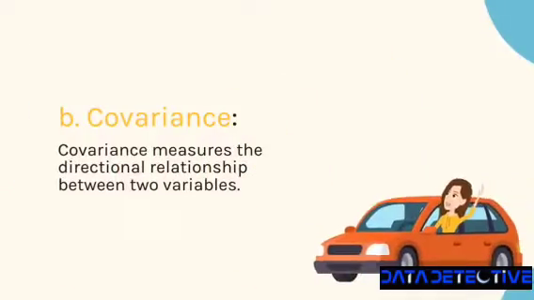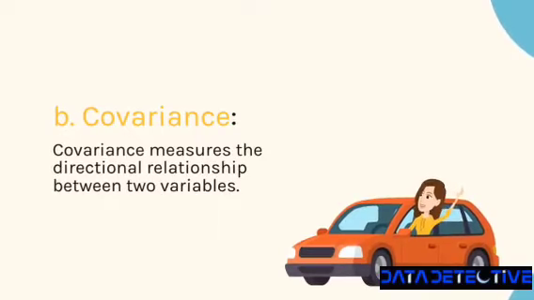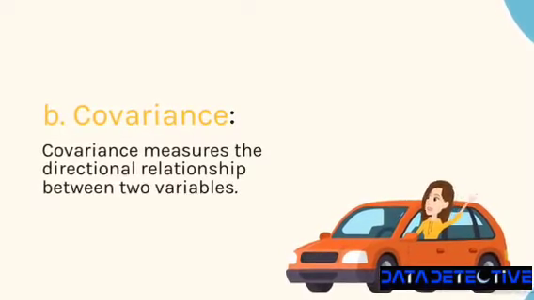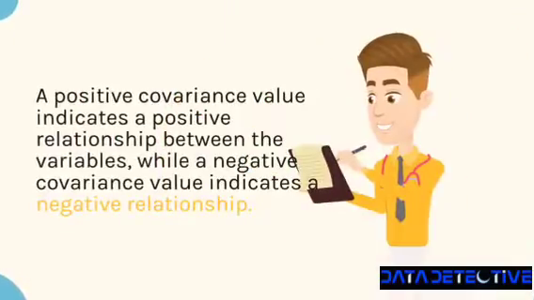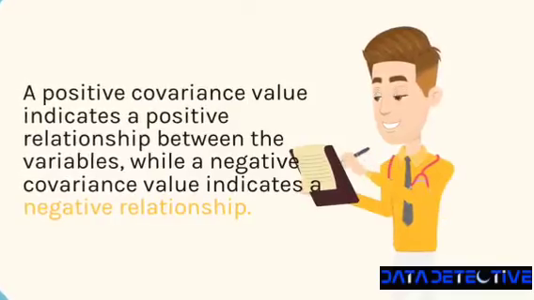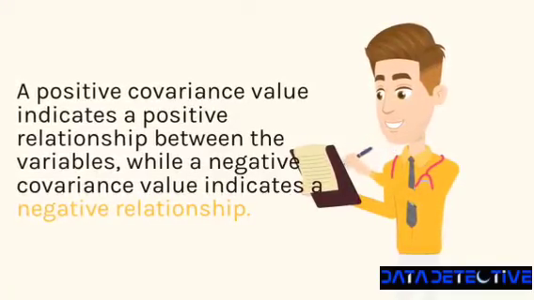B. Covariance. Covariance measures the directional relationship between two variables. A positive covariance value indicates a positive relationship between the variables, while a negative covariance value indicates a negative relationship.